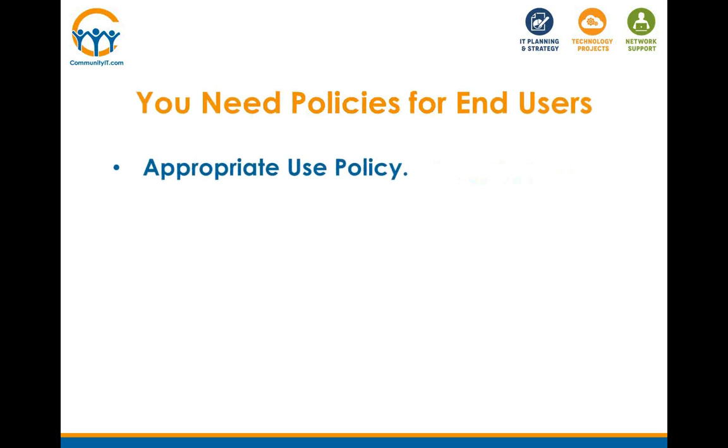An appropriate use policy is sort of standard fare. And what I mean by appropriate use is what your users are allowed to do with your company resources. So what websites are they allowed to access? How are they allowed to use email on their cell phones, which will come up again shortly?